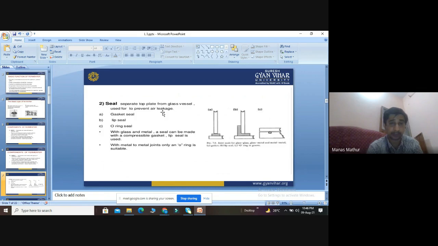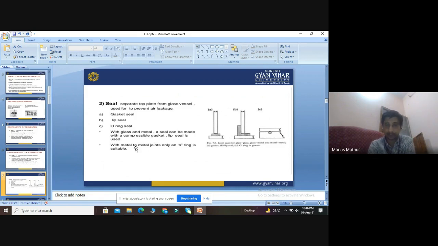Basically, three types of seal are used, as we can see in the picture: gasket seal, lip seal, and O-ring seal. With glass and metal, the seal can be made with a compressible gasket, and a lip seal is used. With metal to metal joints, only the O type of seal is suitable.